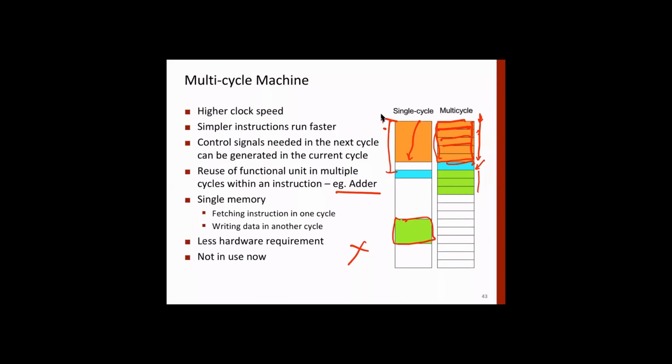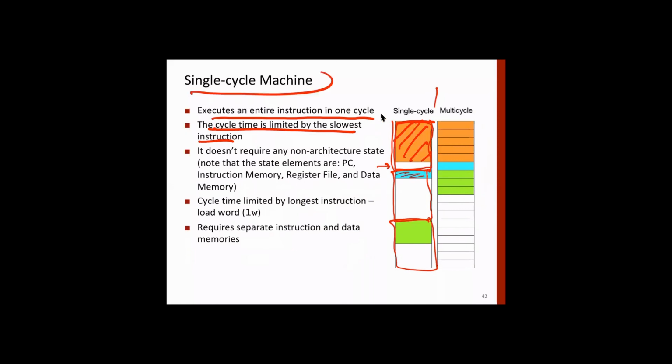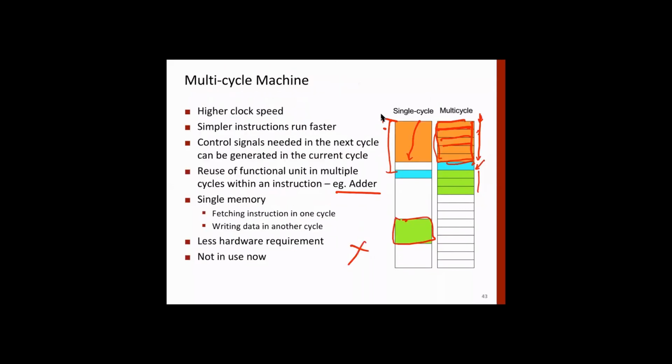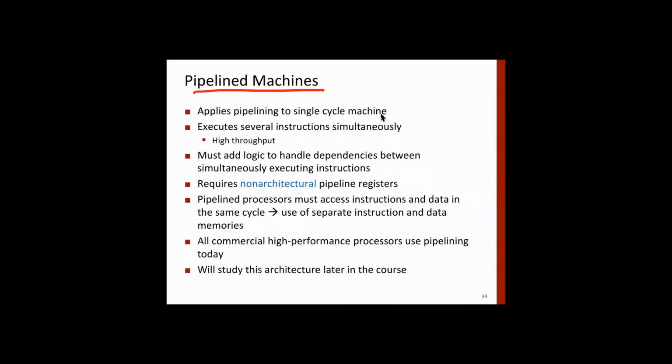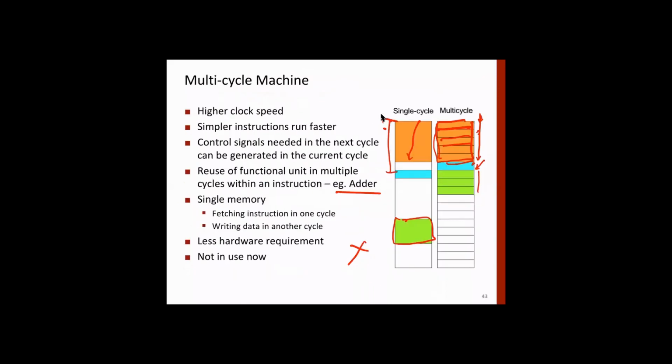So we are not going to look into multi-cycle design. We look only at single cycle design, and then we will get into pipeline design. Pipeline design is derived from single cycle design. It means that the time available for each instruction is the same. Like in single cycle design, this time is available for each instruction, whether you use it or not. Same concept you use in pipeline design.